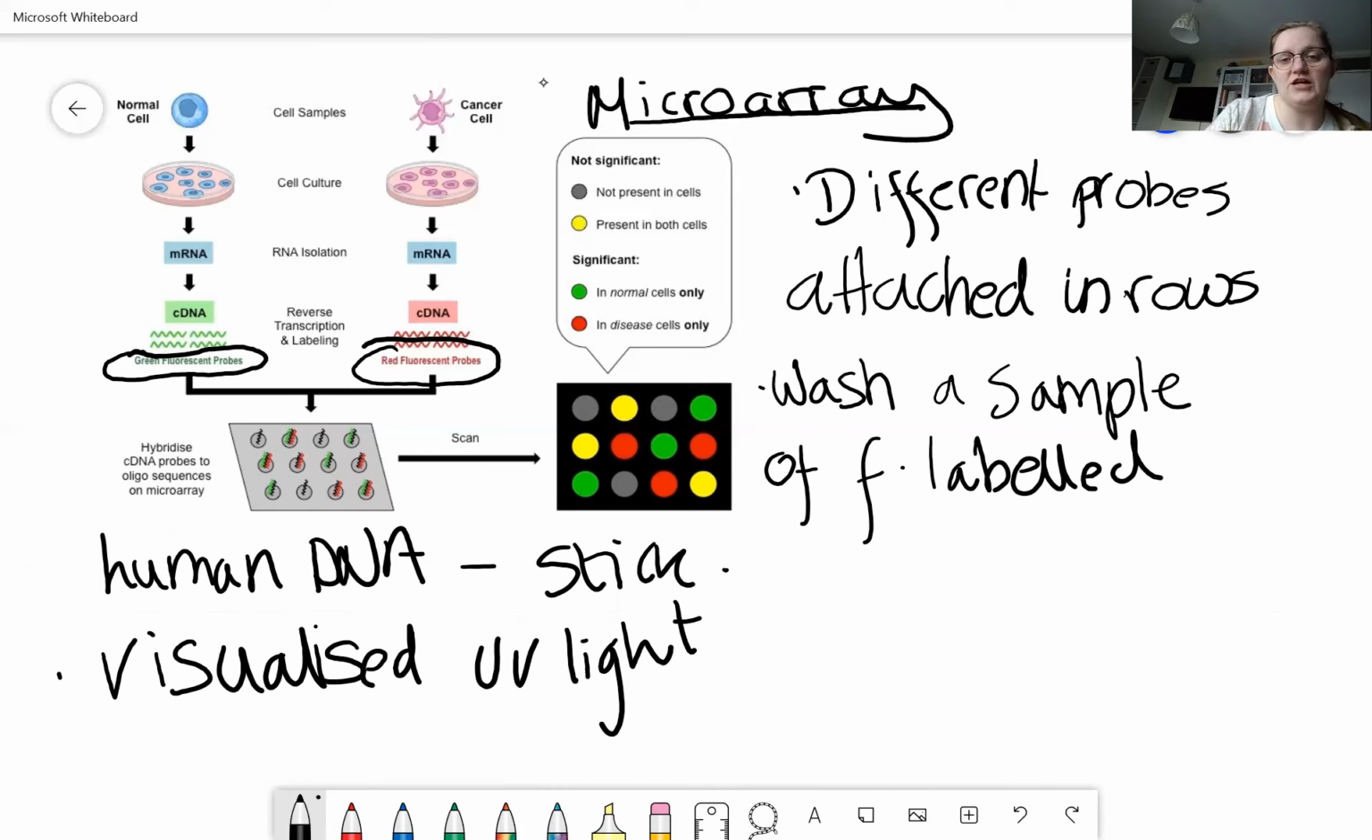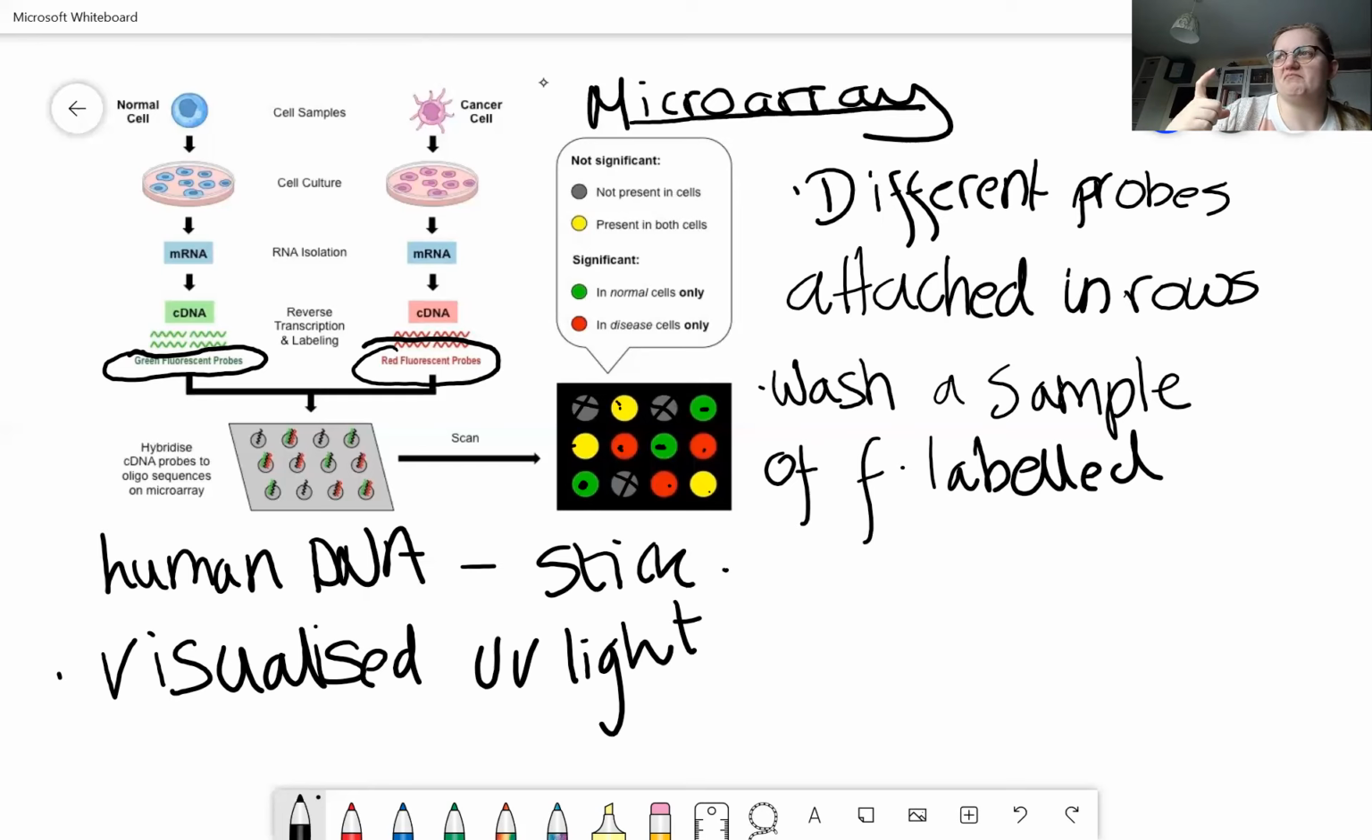Obviously, red and green together make yellow. So what happened was, as you can see here, these cells here, there was nothing present. So they weren't significant. Obviously, hybridization hadn't occurred, nothing present. Then we were finding that these ones were appearing only in normal cells, these ones in disease cells only, and then these ones in both. So that is how a microarray would look.